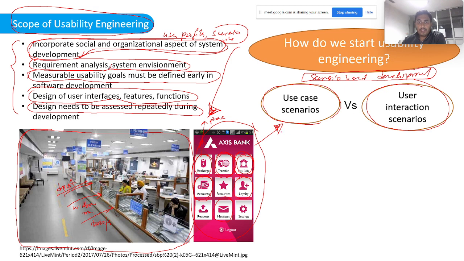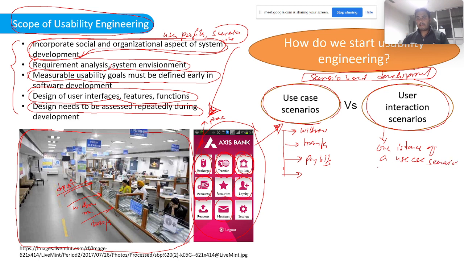The way you define use case scenarios is like withdraw money, transfer money, then pay bills. This is how you define various use case scenarios in a banking environment. The user interaction scenarios are more detailed, and each is one instance of a use case scenario.